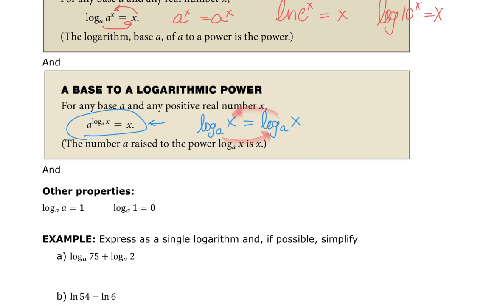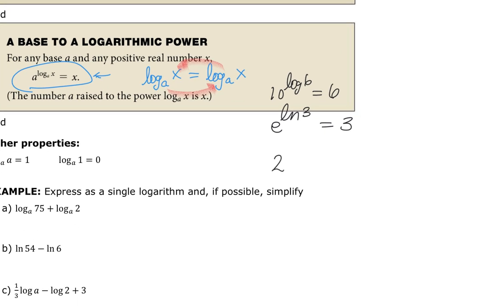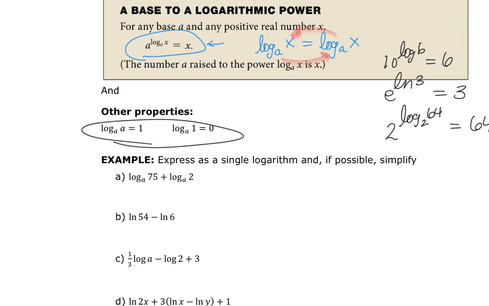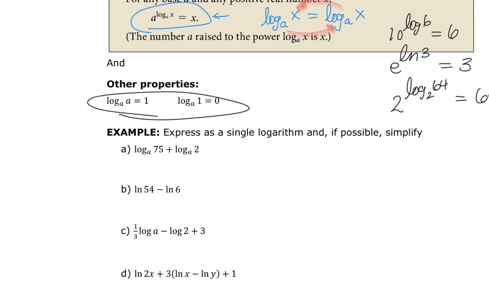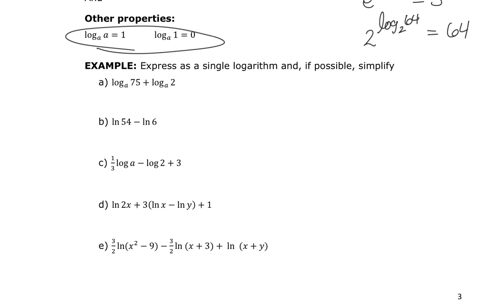So what does this look like when I have something other than a? Well, let's do the common log. So I have 10 to the log of 6 is equal to 6. I have e to the natural log, that was a terrible natural log. Let me try that again. The natural log of, say, 3 is equal to 3. Or if I have 2 to the log base 2 of 64, this is equal to 64. Two other ones that we have are the log base a of a is 1 and the log base a of 1 is 0.